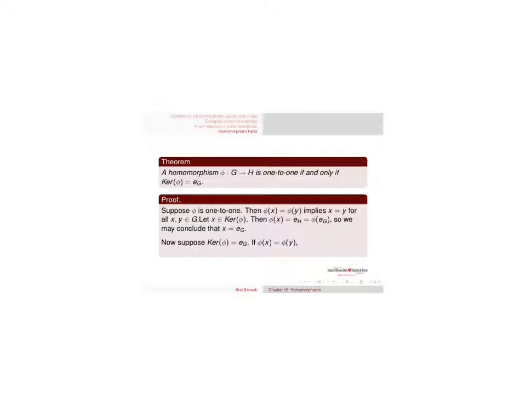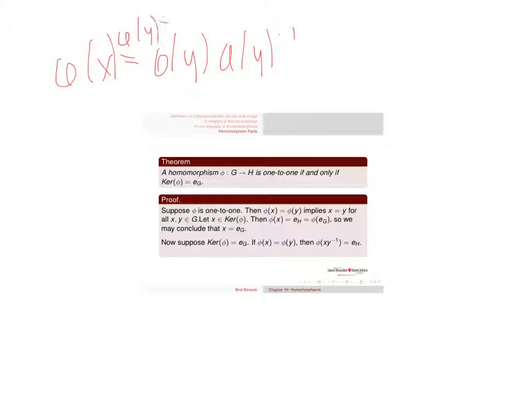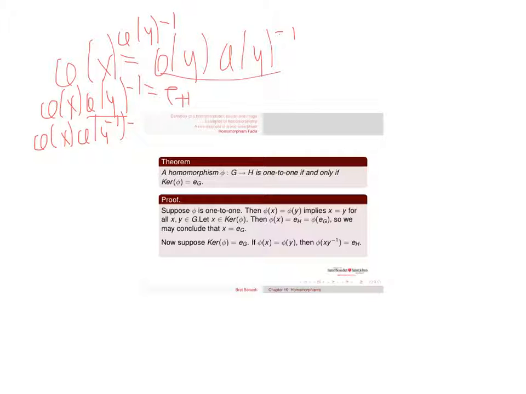See what happens. I'm going to prove it's one-to-one, so I'm going to assume that this is true, and I'm going to show that x equals y. If you have phi of x equals phi of y, I can multiply on both sides by phi of y inverse. And that tells me that phi of x times phi of y inverse equals the identity in H, because these just cancel each other out. Oh, but phi of y inverse is the inverse of phi of y, so I can use the homomorphism property to get phi of x y inverse equals e_H.